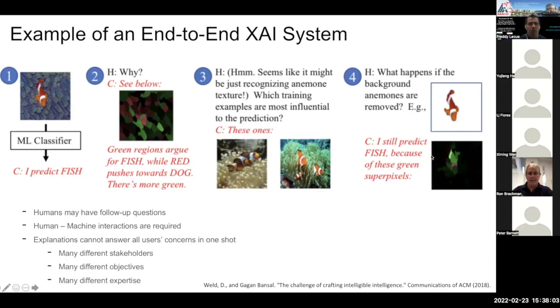So that's something that you can use, and then you can get more information. And the system could say, well, I still predict it's fish because of these green superpixels, and keep iterating. And I really think that at the end of the day, you don't provide one explanation, and who is asking is asking for different evidence. So some may need more evidence, some need examples, some need rationale from the data itself, on the data that you did inference on. And depending on the use case, you might need different help.